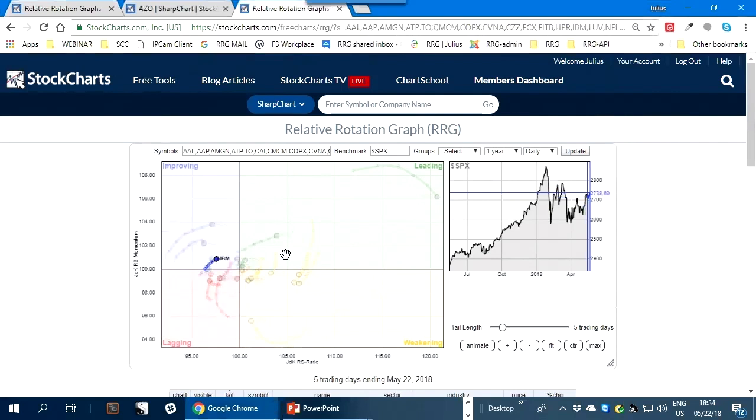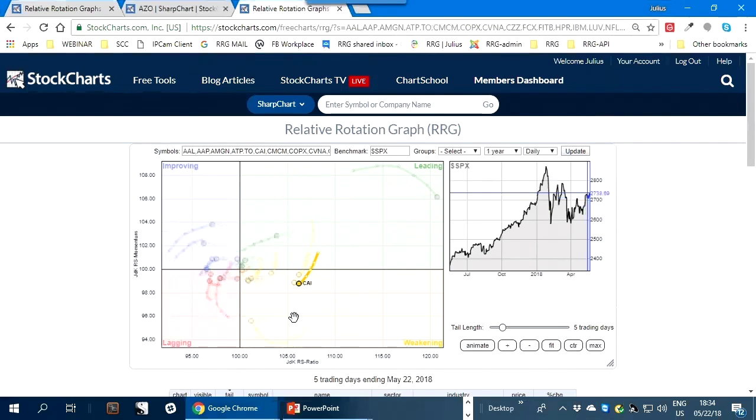IBM, same. Could be interesting. Tail is not too long yet. All these little observations, all these little white dots are daily observations. They're still close together, but it is improving. So that's good. Amgen looks nice. That's about to cross over. So Amgen is definitely something that you might want to look at.